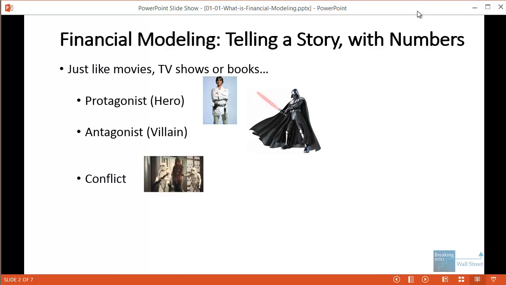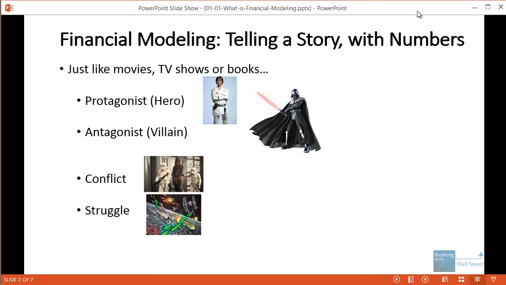And then there's the conflict. So the protagonist and antagonist run into each other and they get into a conflict, and often this is what you're sorting out when you're completing this process. You're trying to figure out who is correct about this company or this opportunity.